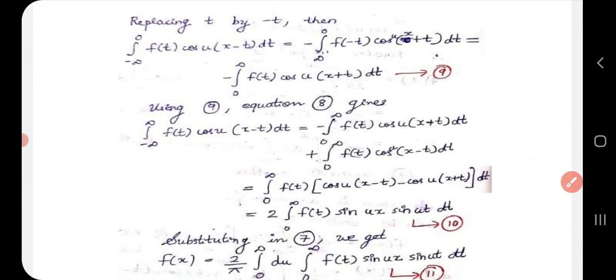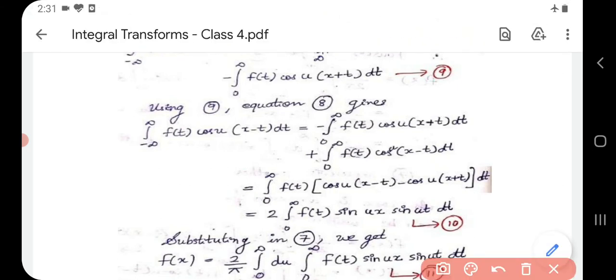This is simple, I am not explaining. There are only some substitutions. First replace t with minus t, you will get equation 9, and then use equation 9. Then using equation 9, equation 8 will reduce to this one.